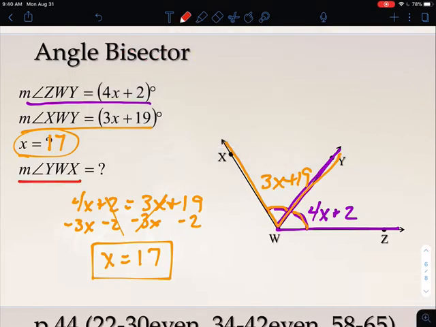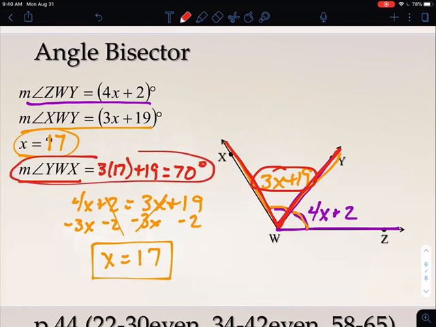If I want to find the actual measure that they're looking for, now they want us to find the measure of angle YWX. Well, YWX, if I trace those letters, Y to W to X, we're looking at this angle right here in red. So that angle has this measure, 3x plus 19. Well, since I know what x is now, I can plug that in. So 3 times 17 plus 19. So 3 times 17 is going to be 51, plus 19 is going to be 70. Now that's the only other piece that they needed us to solve for. So we have that YWX is 70.